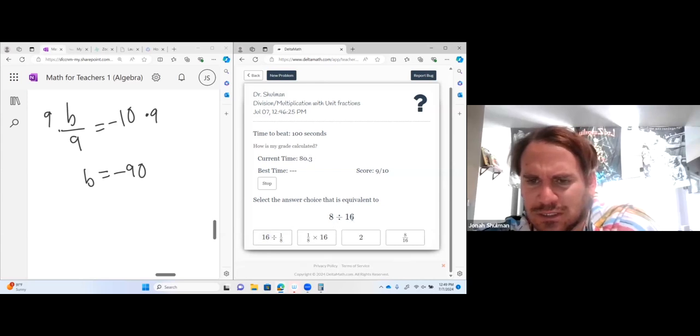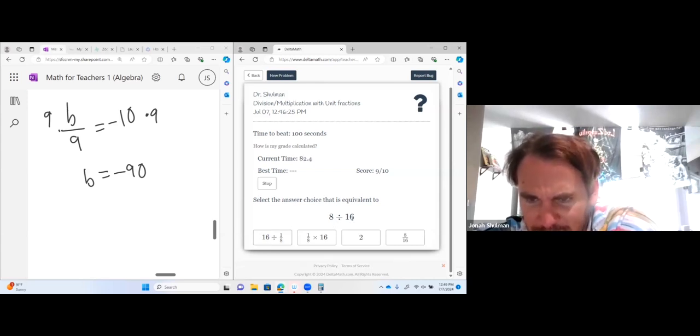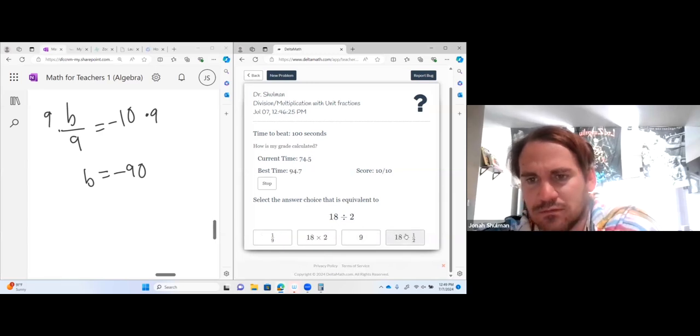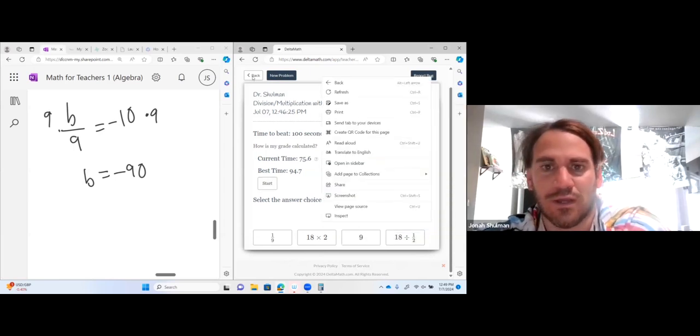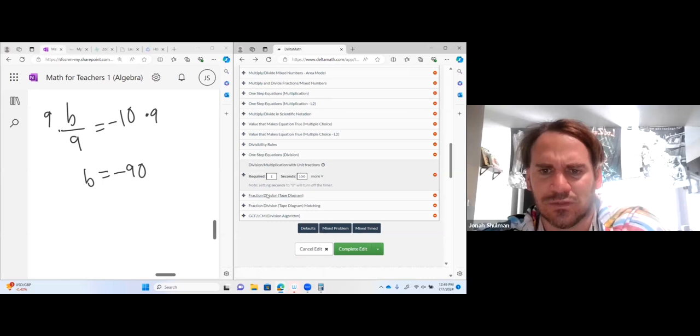And the last one, 18 divided by 16 is 1/8 times 16. 16 divided by 1/8, no. 18 divided by 16 is the same thing as 8/16. Nice. Whew. So try it yourself. These were tough. I don't know why. I guess because they had unit fractions.